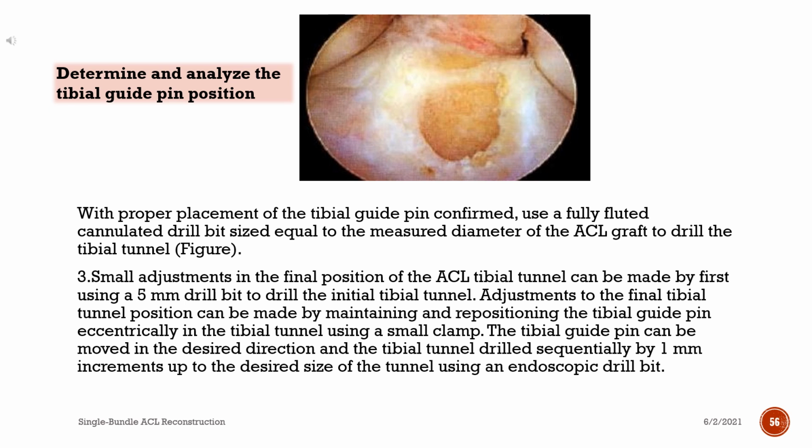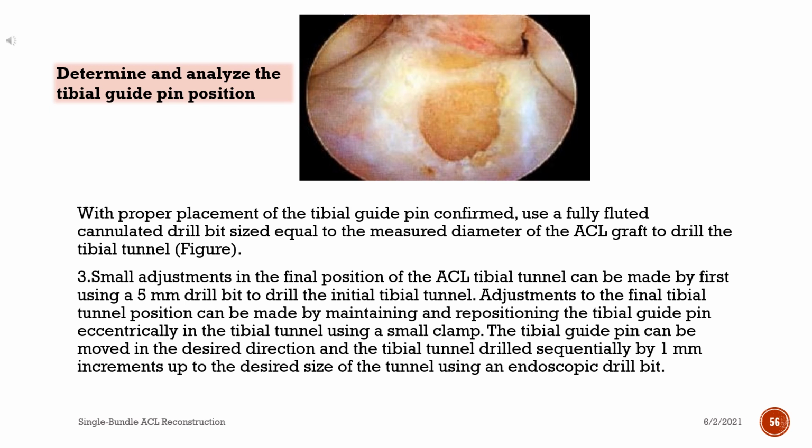Determine and analyze the tibial guide pin position. With proper placement of the tibial guide pin confirmed, use a fully fluted cannulated drill bit sized equal to the measured diameter of the ACL graft to drill the tibial tunnel. Small adjustments in the final position of the ACL tibial tunnel can be made by first using a 5 mm drill bit to drill the initial tibial tunnel.